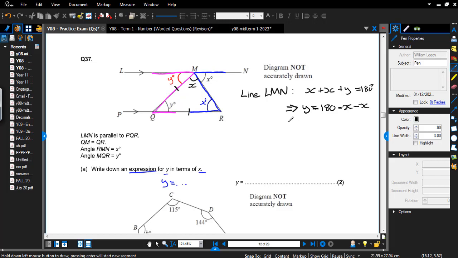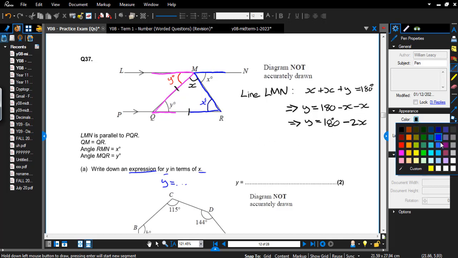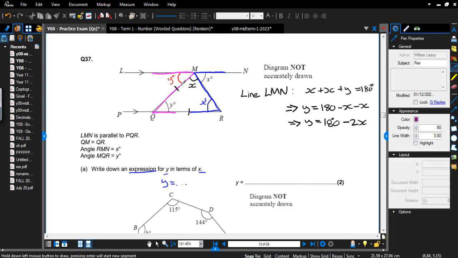That implies y equals 180 degrees minus 2x. That degree should be over here. Another way you could look at that is to look at the triangle QMR. So the question is done now, but here you might look at it this way instead, QMR.